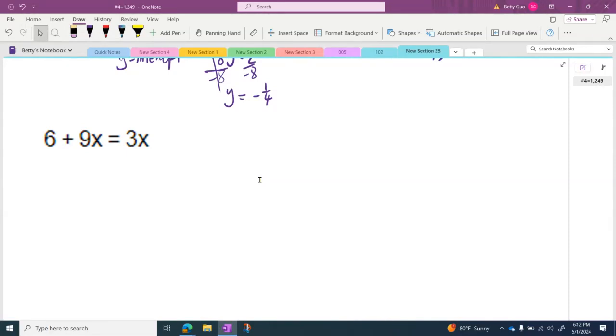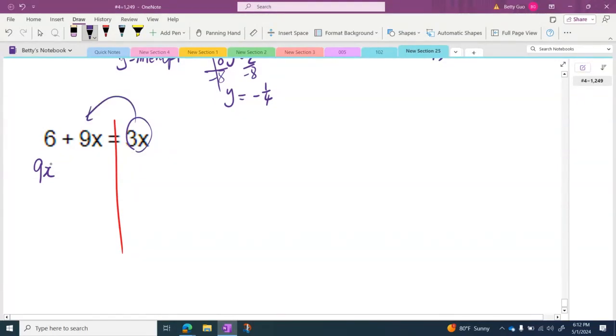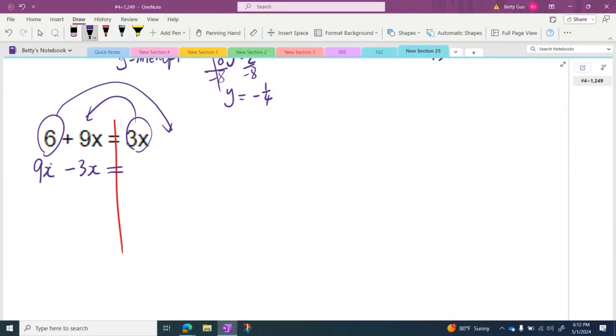So let's simplify. For this equation, we could do this. We keep 9x on the left side and then move 3x over, 9 minus 3x, and then move 6 over, -6. 9x minus 3x, 6x. 6x equals -6, and then divide each side by 6. We have x equals -1. So after we simplify, the equation becomes x equals -1.